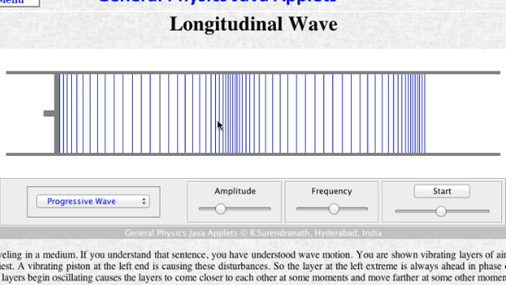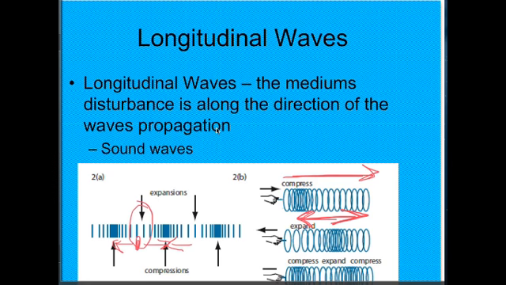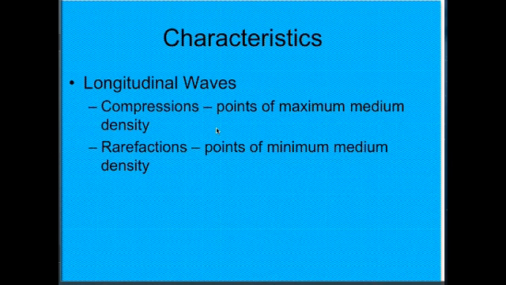And so if the compressions are twice as dense as how it would normally be, then the rarefactions should be half as dense. And so similar to the amplitudes of crests and troughs in transverse waves, the amplitude of the change in densities for compressions and rarefactions in longitudinal waves should also be the same. And we mentioned this. Compressions are the maximum density, rarefactions are the minimum density, and those changes should be the same.